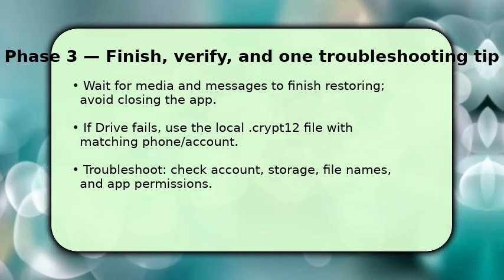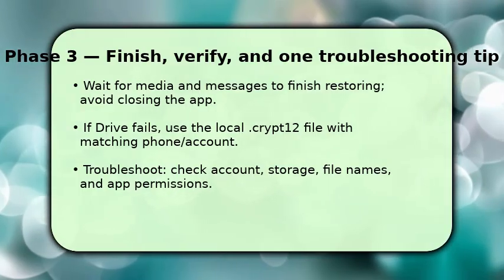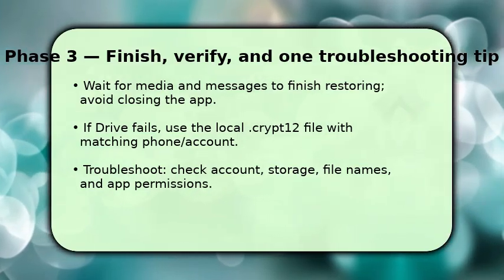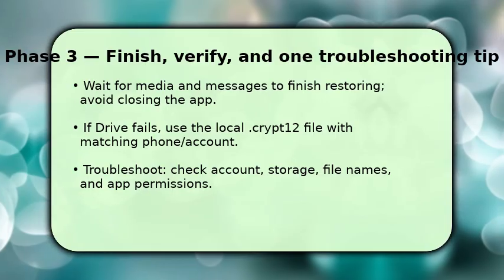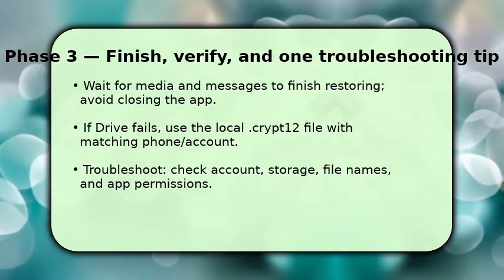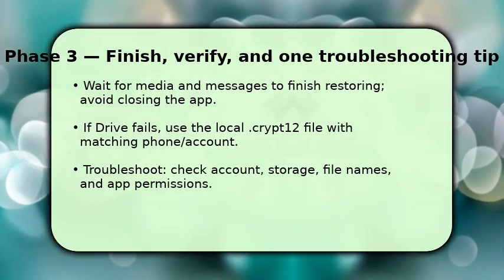If Google Drive restore fails, switch to the local Crypt 12 backup, move the correct file to /WhatsApp/databases and reinstall, making sure the phone number and Google account match. If problems persist, verify storage space, confirm app permissions, check the backup file name matches the format, and retry. These steps solve most restore issues.